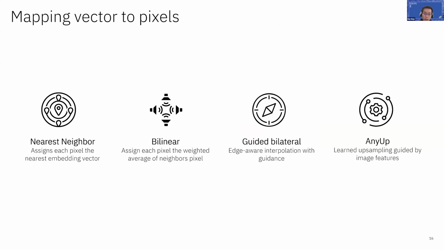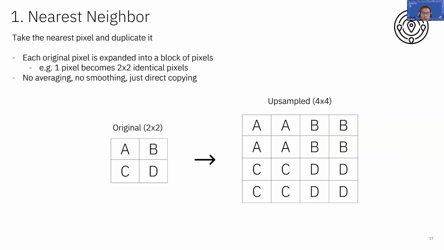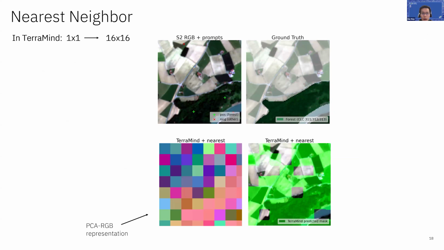So let's start with nearest neighbor. This is the easiest of all, where for every pixel we have, we just copy it. So for every pixel, we would get a block of pixels in the end. There's no averaging, there's no smoothing, it's just direct copying. So for every pixel that we have, we would get 2 by 2 identical pixels. In TerraMind's case, we would have an upsampling from 1 by 1 to 16 by 16. And as you can see here, the result is very, very blocky. It's also reflected in the PCA representation of the vector.